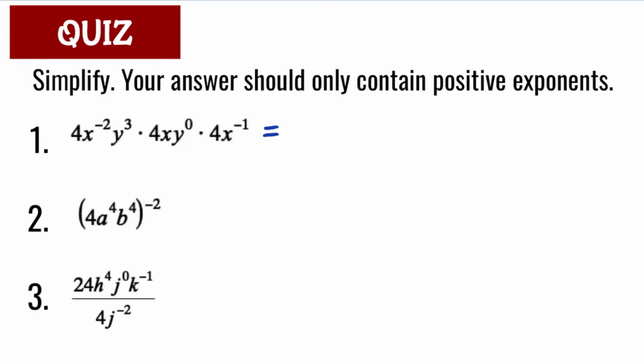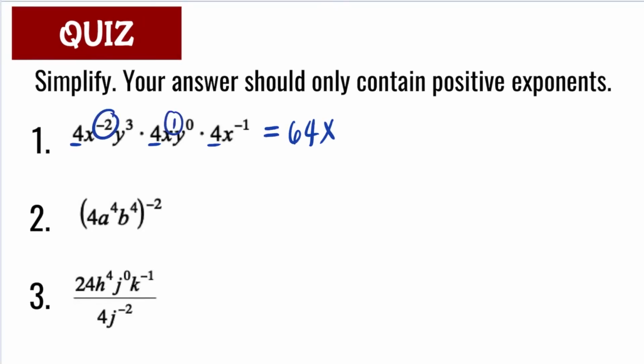Question 1 is multiplying terms, so we need to use the product rule. First, we need to multiply the numerical coefficients. 4 times 4 times 4, and that is 64. Now let's multiply the variable x. So we have negative 2 plus 1 and plus negative 1. So the sum of negative 2, 1, and negative 1 is negative 2.